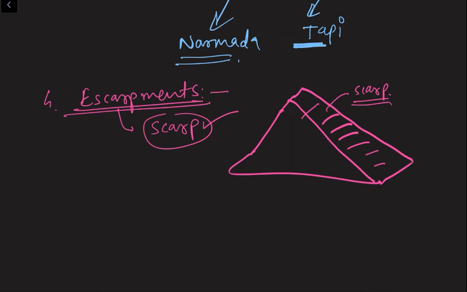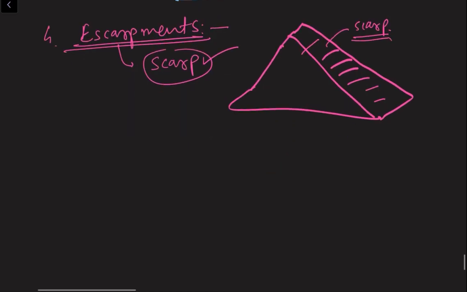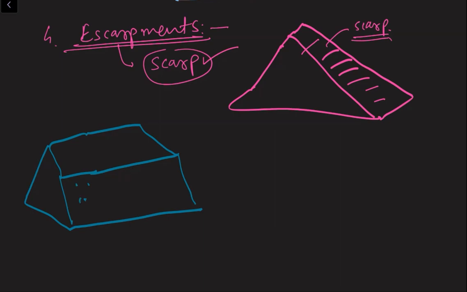Now these escarpments are formed in different regions because of different phenomena. For example, if there is a block mountain, suppose this is a plateau and it has developed because of a block or fault. And this block mountain has its face. This face is very steep. This can be the edge of a plateau.